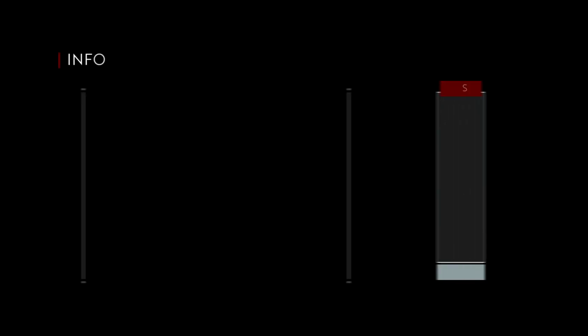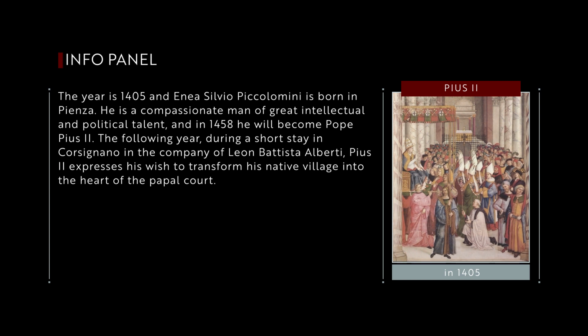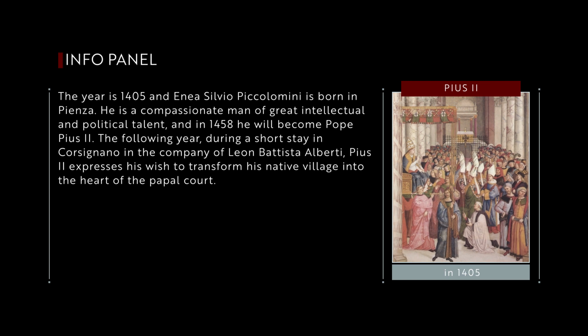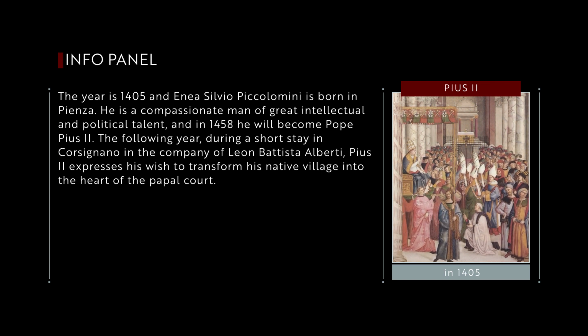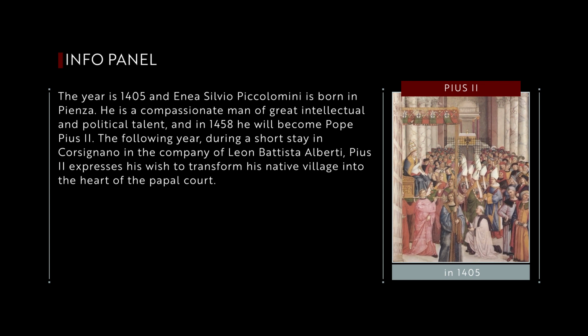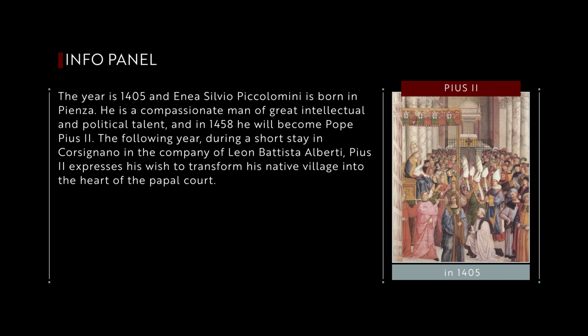The year is 1405, and Enea Silvio Piccolomini is born in Pienza. He is a compassionate man of great intellectual and political talent, and in 1458 he will become Pope Pius II. The following year, during a short stay in Corsinianus, in the company of Leon Battista Alberti, Pius II expresses his wish to transform his native village into the heart of the papal court.